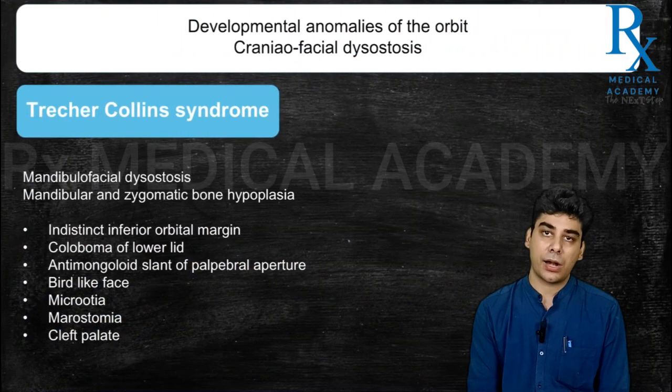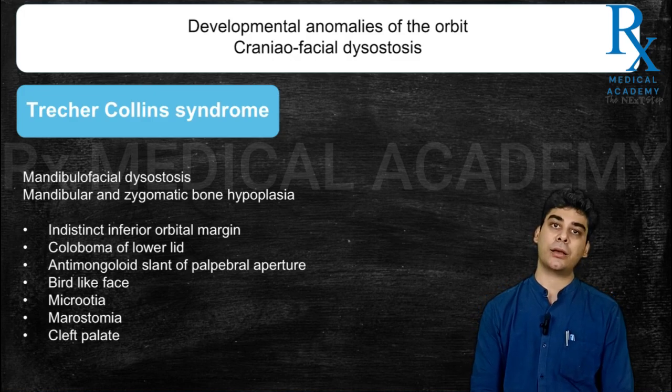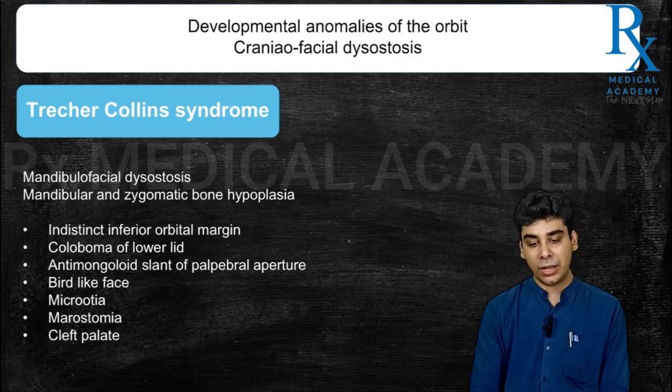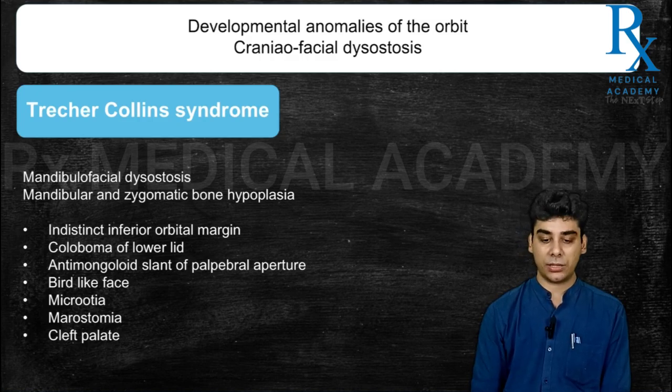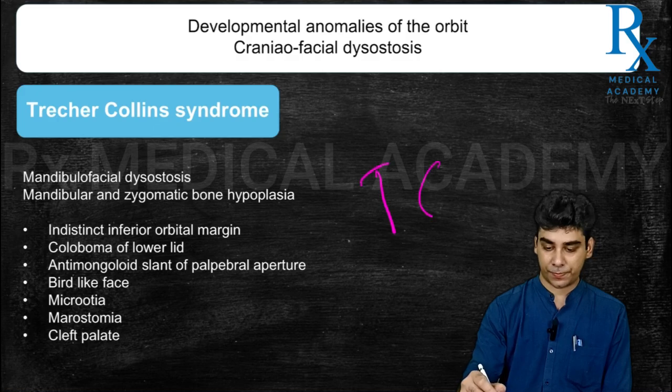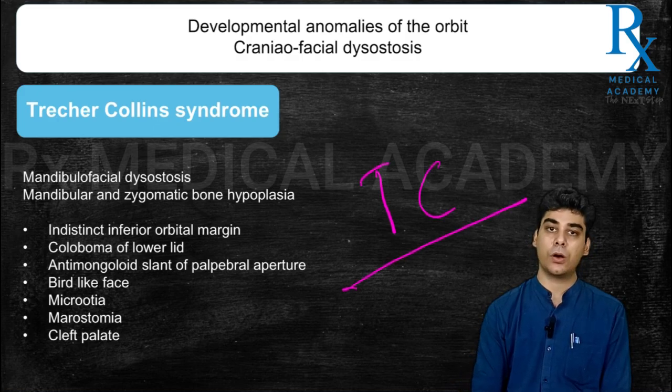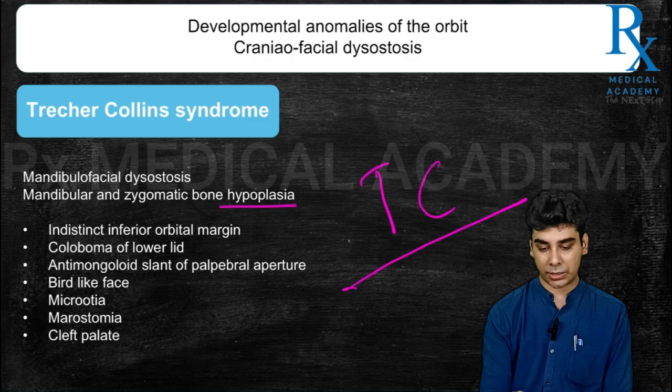So यहाँ पे हमारा ऑर्बिटल ट्रॉमा खत्म हुआ है and I'll just take a few more minutes to discuss the developmental anomalies of the orbital socket, which can be asked as a common pictorial or diagrammatic question. So one of the most common abnormalities which we see is called the Treacher-Collins or the TC syndrome. इसमें हमारा mandible और zygomatic bone का hypoplasia हो जाता है.